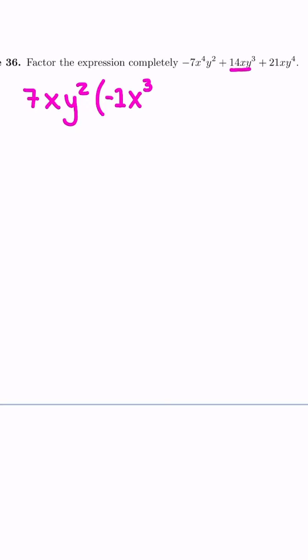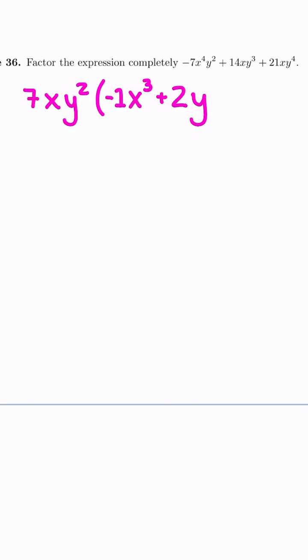Our next piece is 14, xy cubed. In order for 7 to become 14, we need to multiply it with 2. X, we want it to stay x, so we don't need to multiply it with any x terms, but we want y squared to become y cubed, so we're going to multiply it with a y. 2 plus 1 will give us that y to the 3.